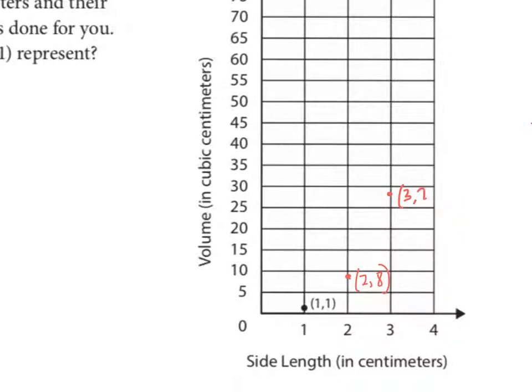And then we move on to a cube with sides of 4. So I want to think 4 times 4 times 4, since that is the formula for volume. 4 times 4 is 16, times 4 is 64. So I need to plot a point at 4, 64. I'm going to go right up there, not quite at 65 yet, and that's 4, 64. And that's all for today.